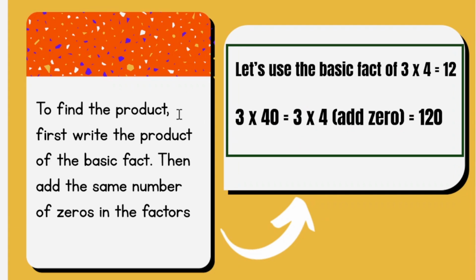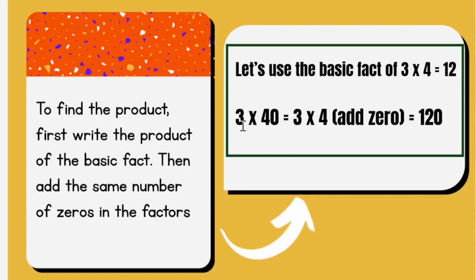To find the product of any number and multiples of 10, first write the product of the basic facts. Now we have some basic facts, like we know the multiplication table of 2, of 3, of 6, and so on and so forth. Then we add the same number of zeros in the factors. Let's look at this one. Let's use the basic fact of 3 times 4. 3 times 4 will give us 12, right?